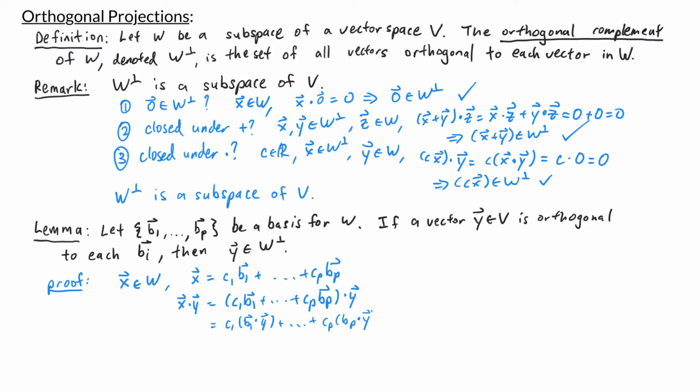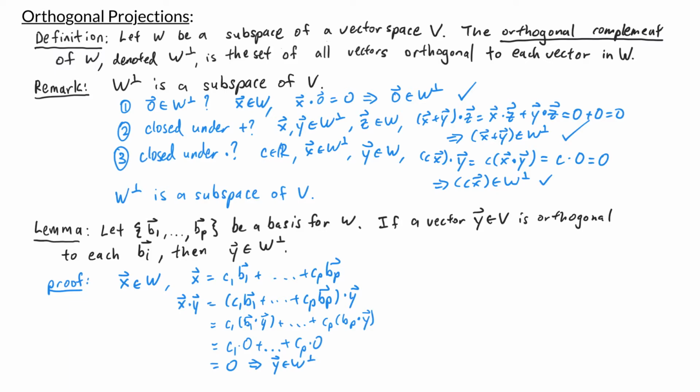Now since y is orthogonal to each of the basis vectors, each bi dot y is 0. So I have c1 times 0 plus up through cp times 0. And that's equal to 0. So this tells me that y is orthogonal to any vector x in W, which means that y is in W perp. So that concludes the proof of this lemma.